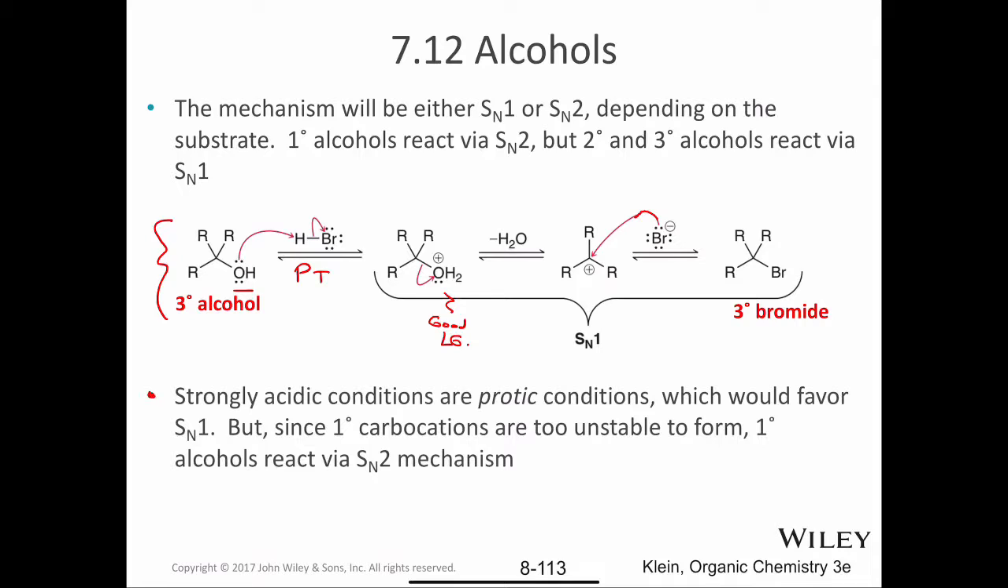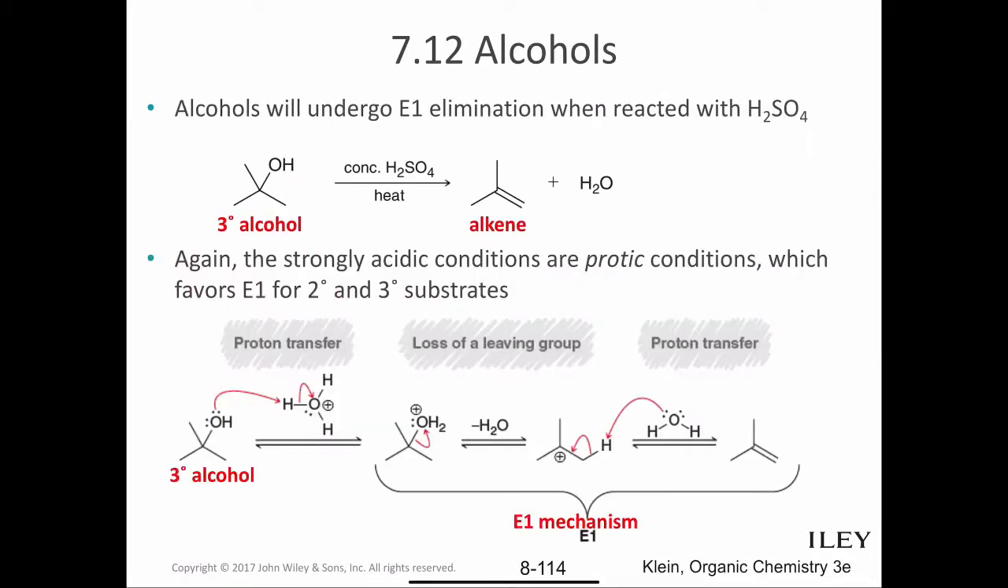Strongly acidic conditions, we call these protic conditions, which would favor SN1, but since primary carbocations are too unstable to form, primary alcohols react via an SN2. So to recap, a tertiary alcohol will react via an SN1 mechanism, but like I said on the previous slide, a primary alcohol will react via an SN2 mechanism. And you should know both of these reactions.